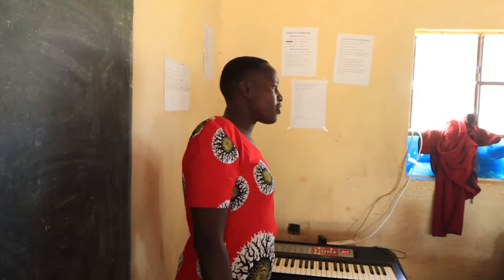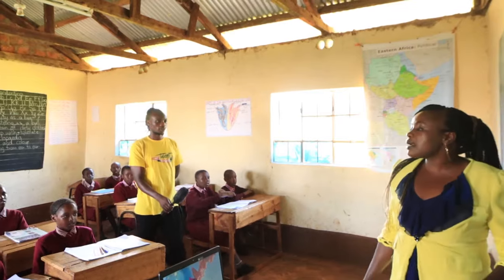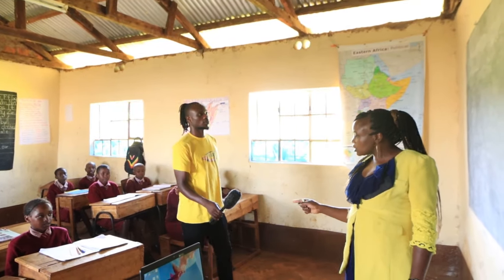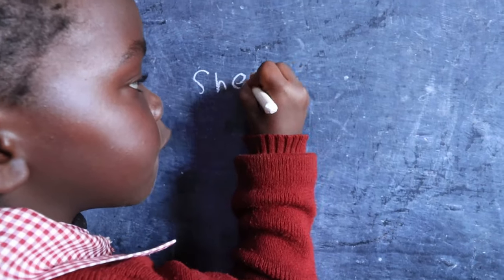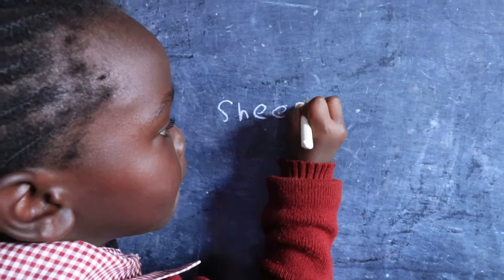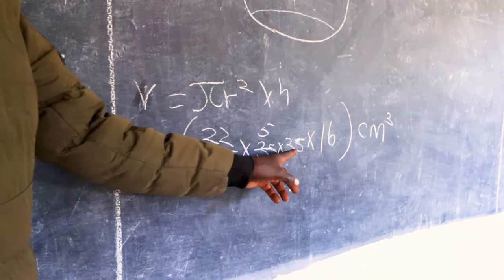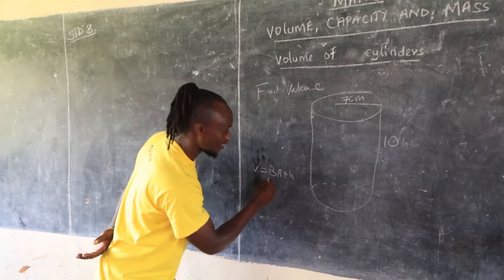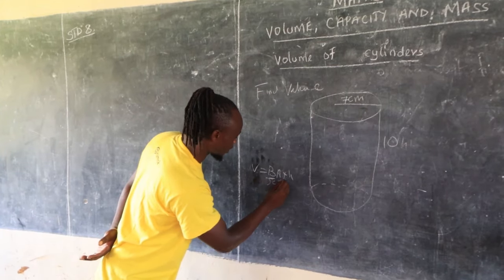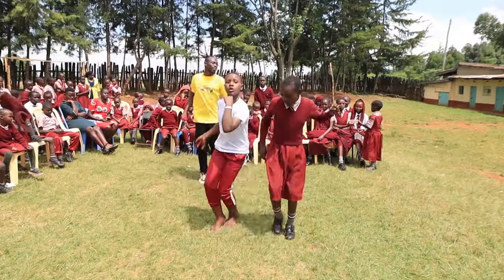As we move in front, we can see the sound. Adverbs are words that tell us more about verbs. Leo tunataka kujifunza domestic animal. Domestic animal. Then you multiply 22, multiply by 5, multiply by 35, and also you multiply by 16. Pi r square times.